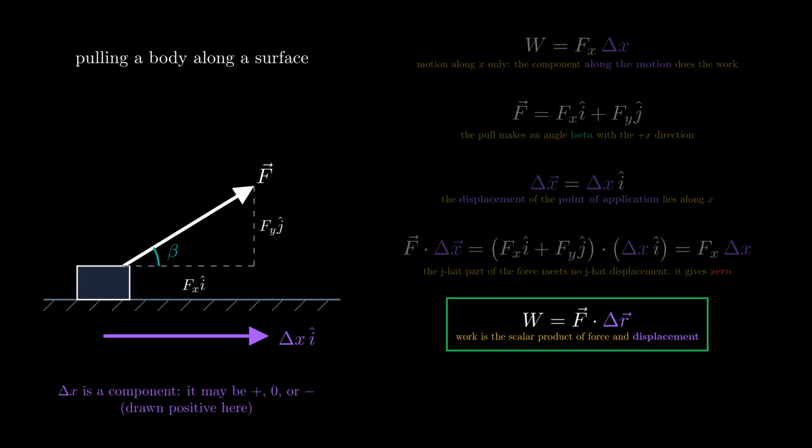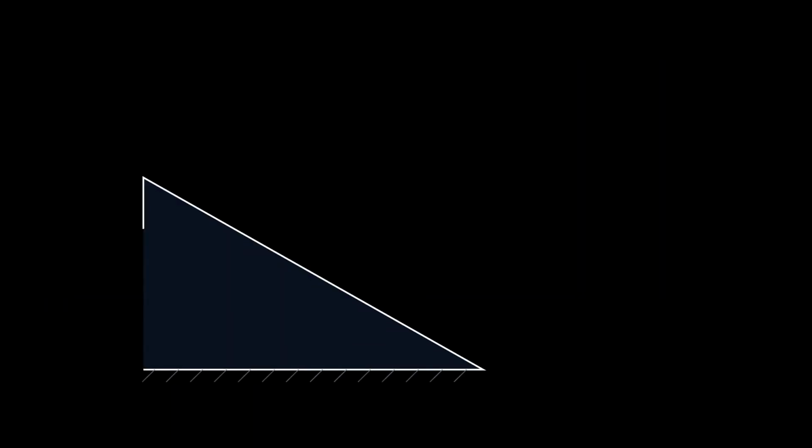And since F sub s equals F cosine beta, where beta can range from negative pi to pi, the work is also F cosine beta times delta x, the magnitude of the force times the cosine of its angle to the motion times the displacement component. Time to let the dot product do real work. Here is the problem. An object of mass 4 kilograms starts from rest and slides down an inclined plane of length 3 meters.